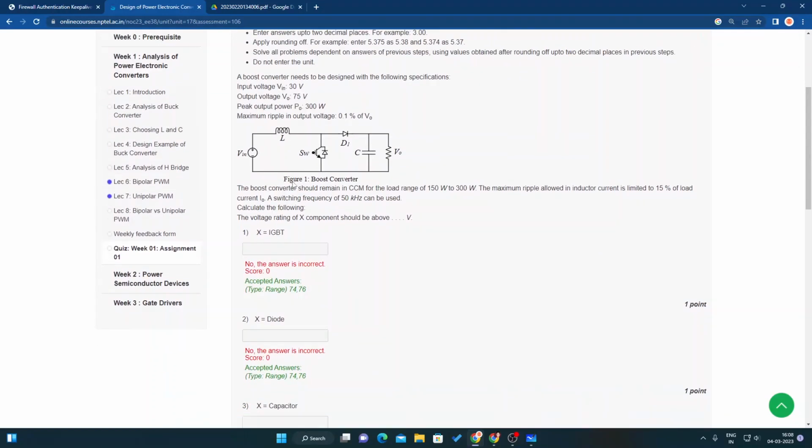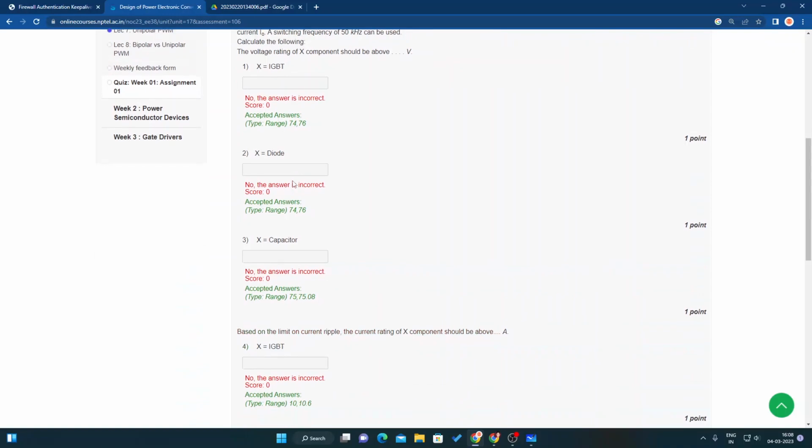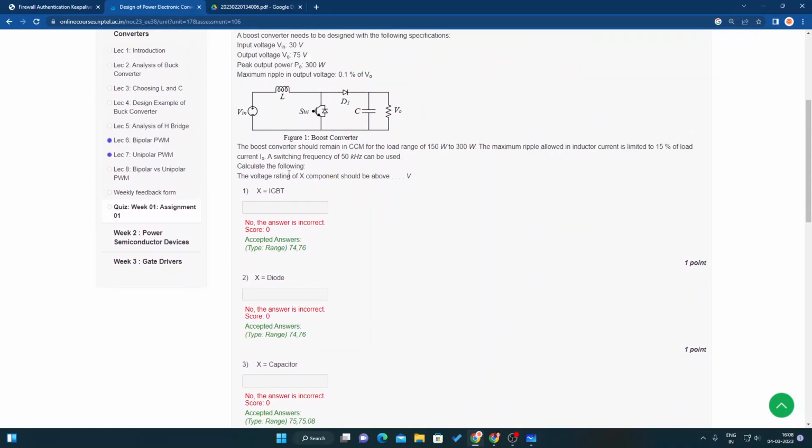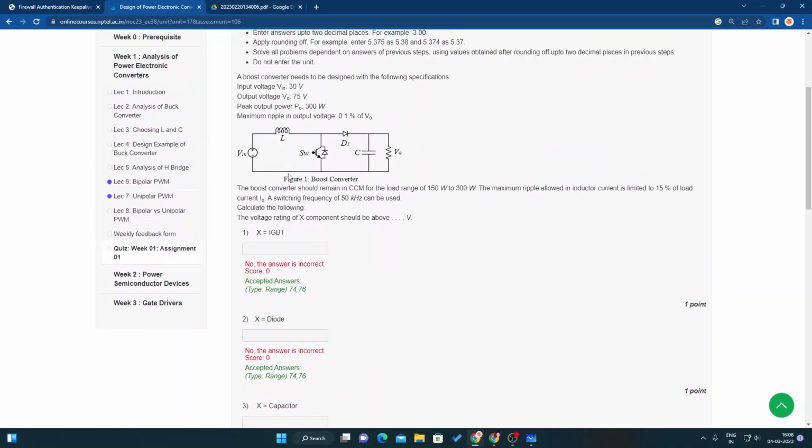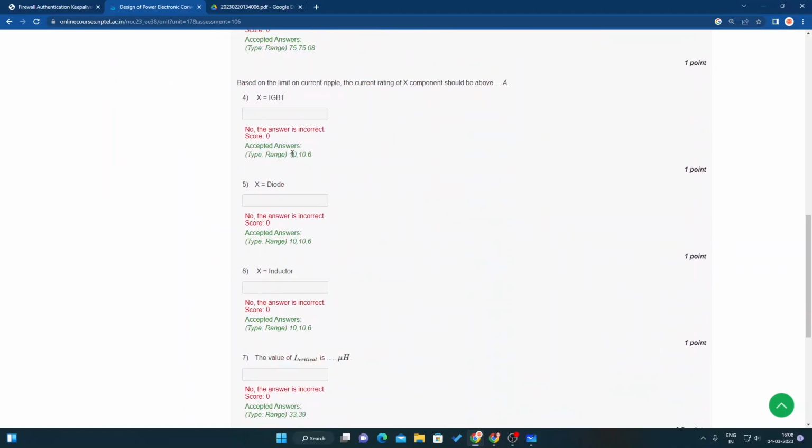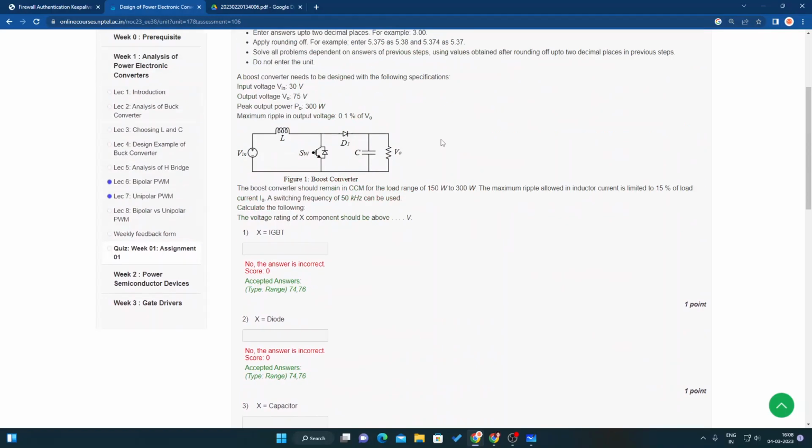All my 3 answers are wrong. Rest of them are right. So current rating of the components. Okay. They are wrong by a very large margin. I got around 4.3 ampere, but the answer is around 10 amperes. Yes, I can see 10 amperes. Yes, sir. So I also got it around 4.3, sir. Can you please confirm? Just wait.